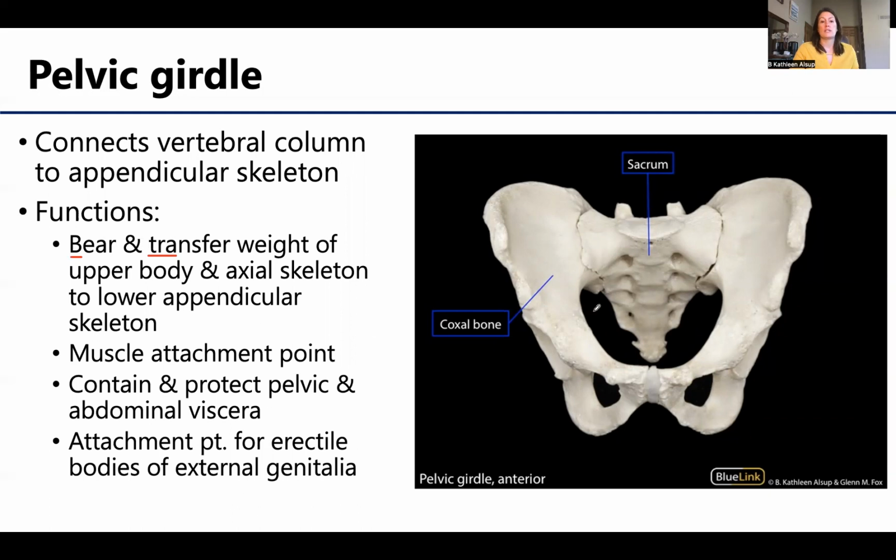It is going to protect both pelvic viscera, but also abdominal viscera, specifically the lower or more inferior portions of the abdominal viscera, the GI tract, that is going to be protected by the more superior portions of the pelvic girdle. And then particularly in the more anterior portions, but also the inferior portions, the pelvic girdle will serve as an attachment point for erectile bodies of the external genitalia. And you'll learn more about what those erectile bodies are going to be associated with when we get into the reproductive sequence of the course.